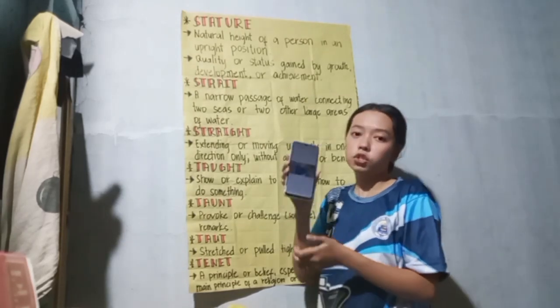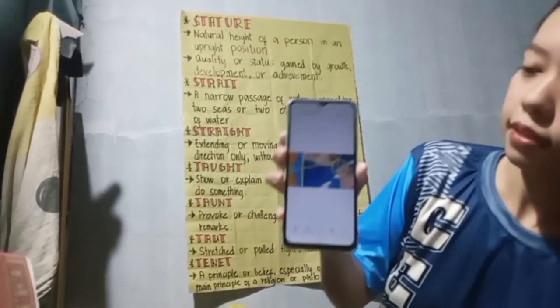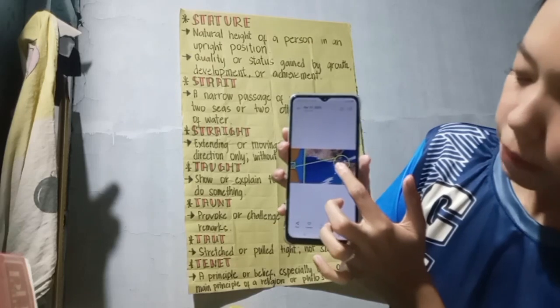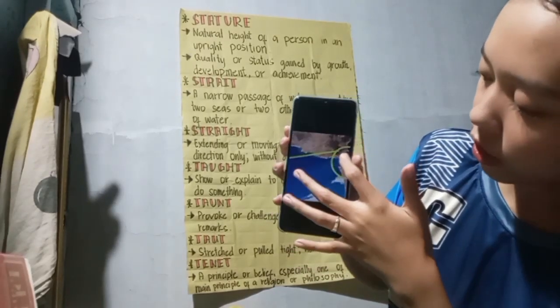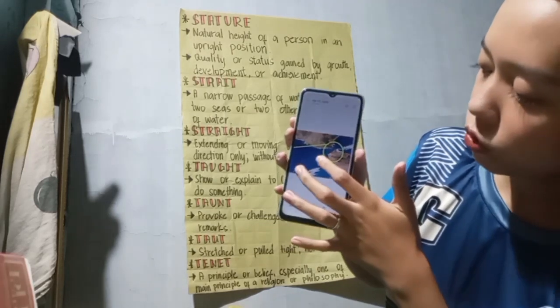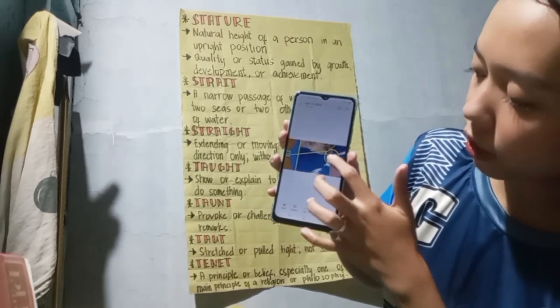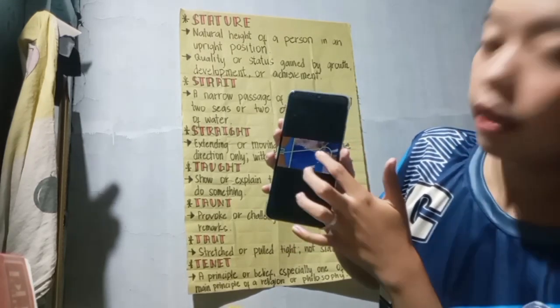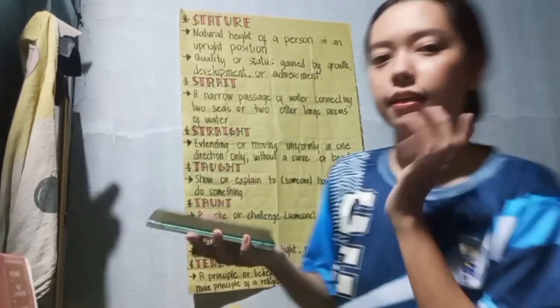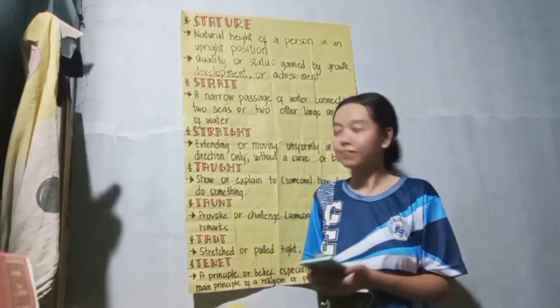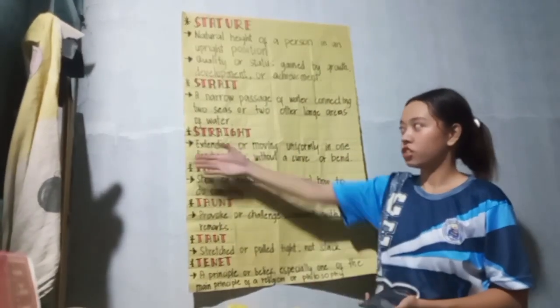As you can see, etong bilog, ito yung sea. Etong dalawa here is yung sea, and yung bilog na nakapalibot here, passage siya. Ito yung tinatawag na strait. So, is it clear, guys? I mean, students.